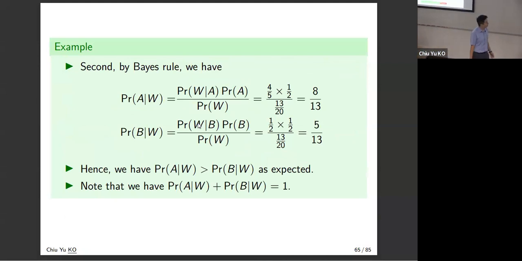As you expect, if you have a white ball, the probability from A is 8 over 13 and from B is 5 over 13. So A is more likely than B. At the end, it's more likely from A than B. Is that clear? Is there any question?